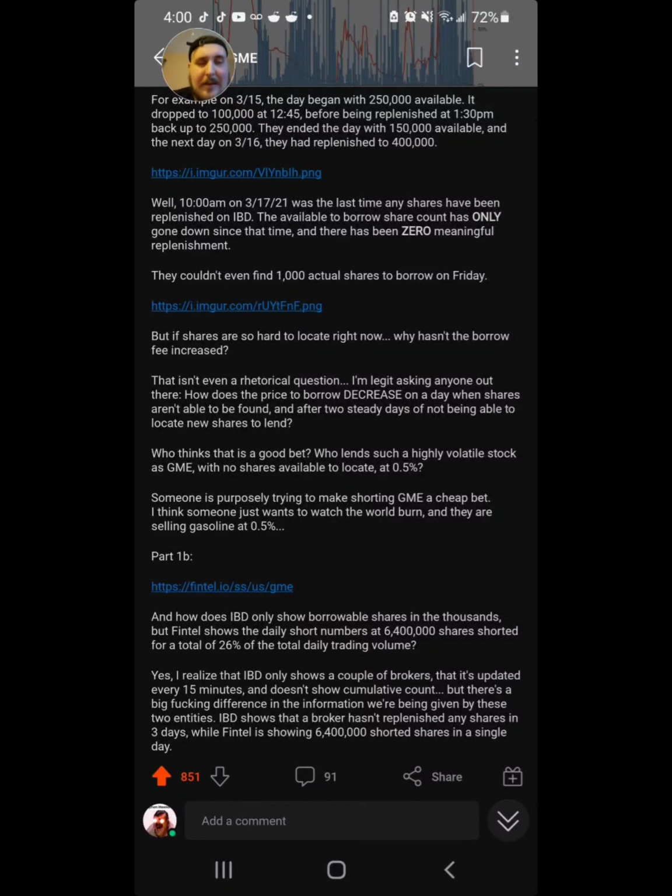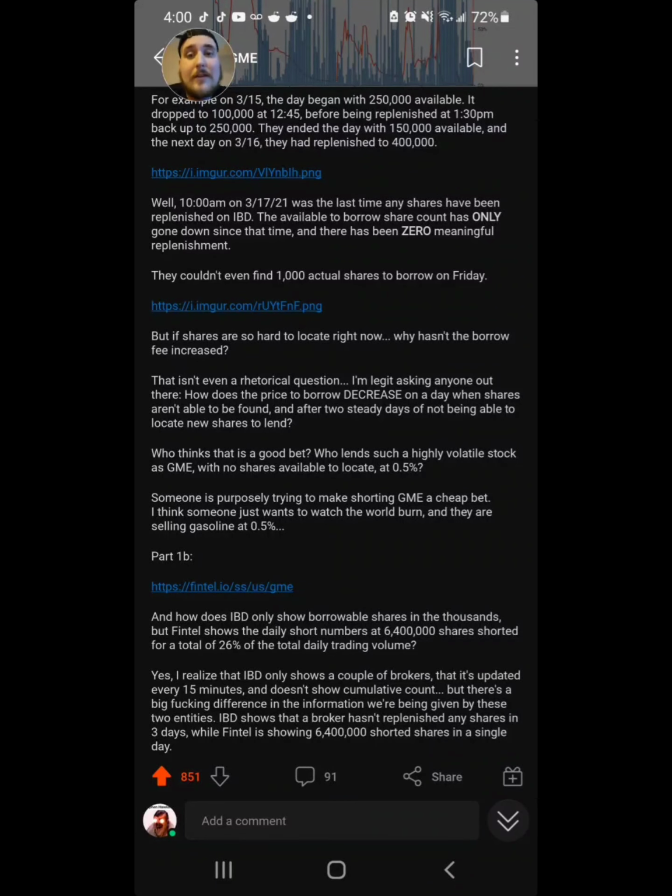So the point he's trying to make here is that before, you could track when the hedge funds were buying shorts and then paying them back. So I guess the point he's leading into is that recently the shorts have been buying shorts and not paying them back. He goes on to say, 10 a.m. on March 17th was the last time any shares have been replenished on iBorrowDesk. The available to borrow share count has only gone down since that time, and there has been zero meaningful replenishment.